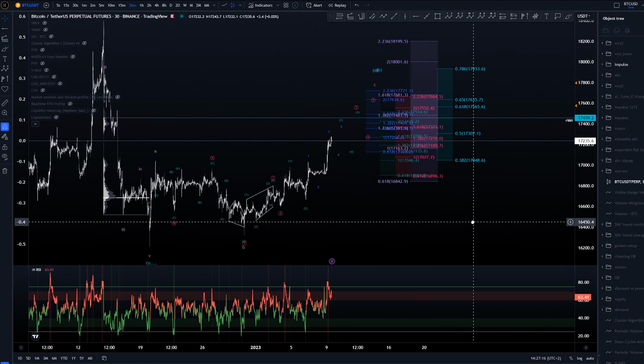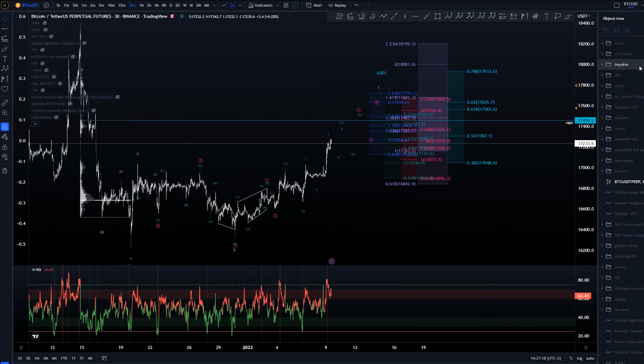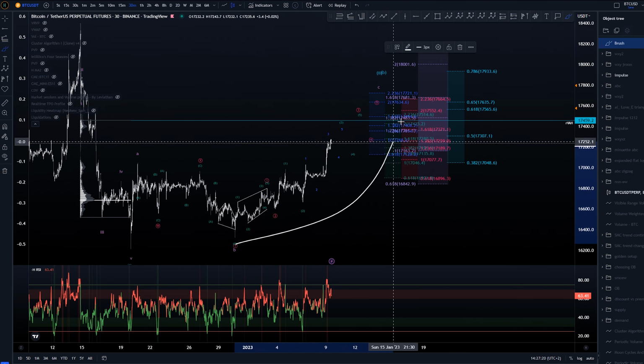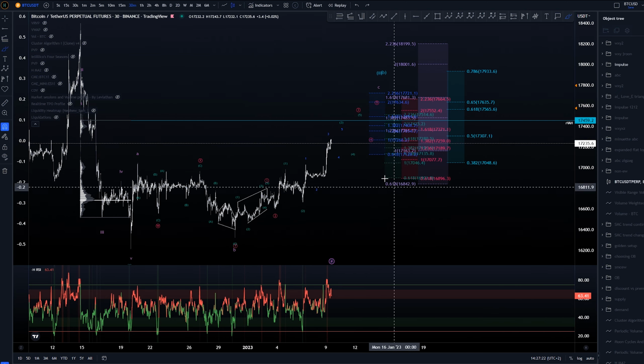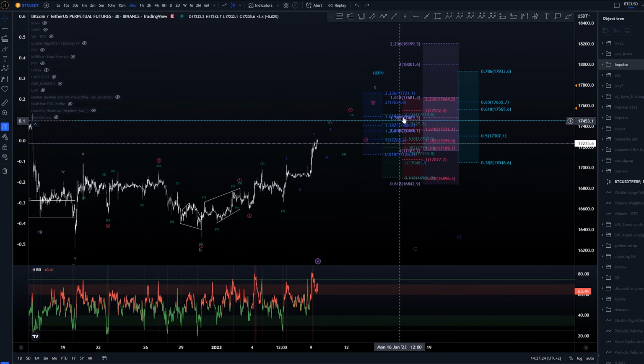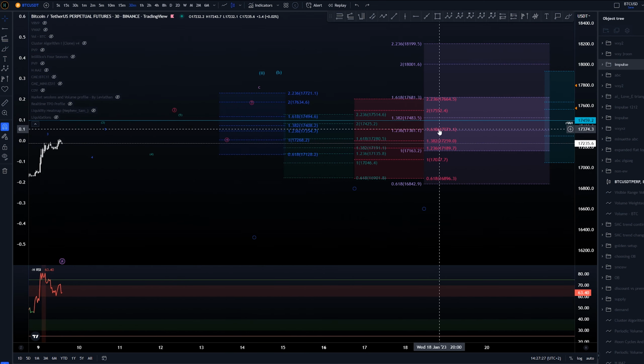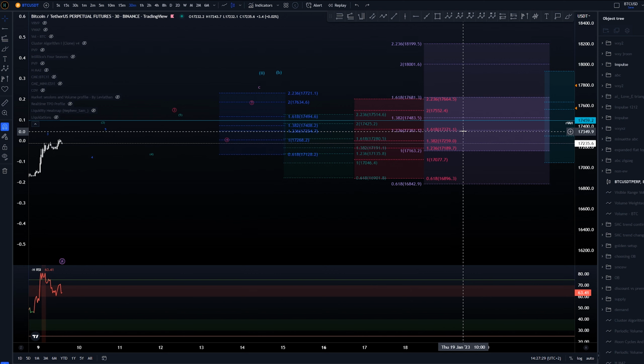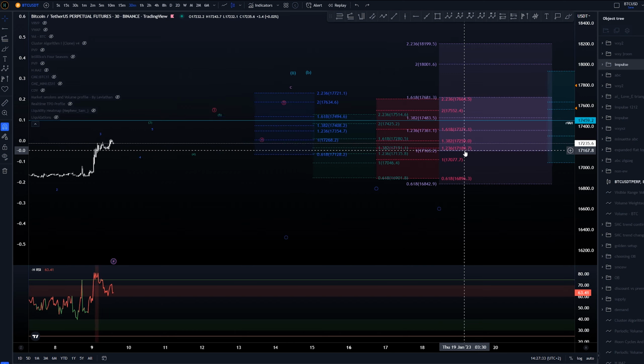So there are a couple of different versions of this. The first one is an impulse wave in that the C wave is getting pretty large already. All of these are overlapped, but about the 1.236 would probably be the main target now that we have passed the 1-to-1 extension.